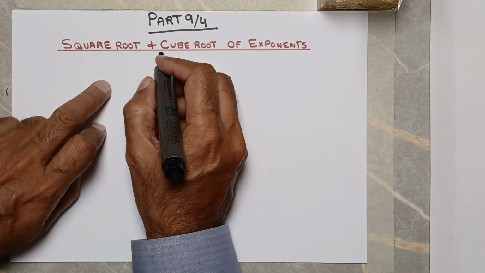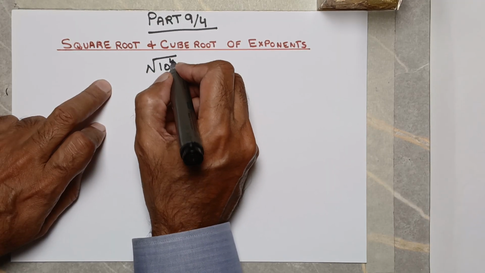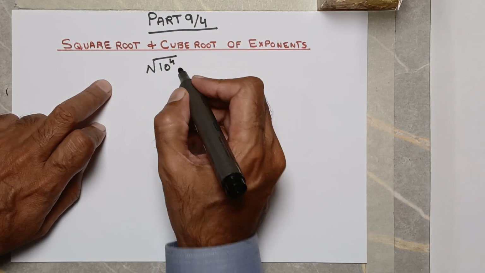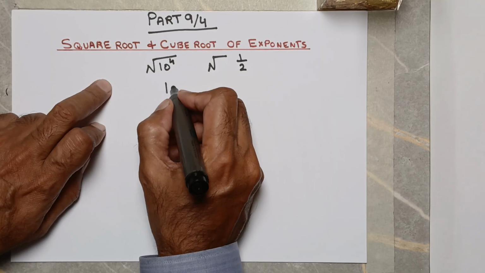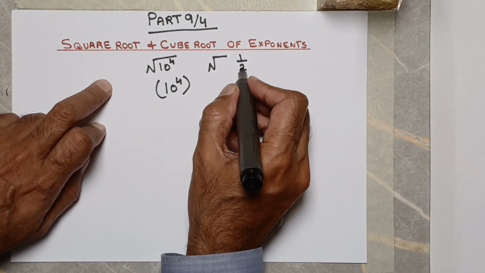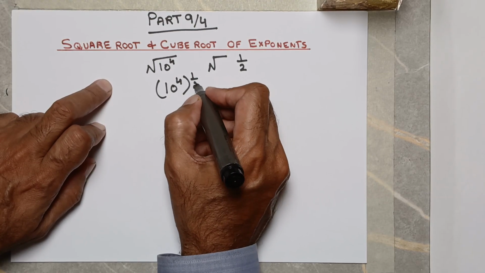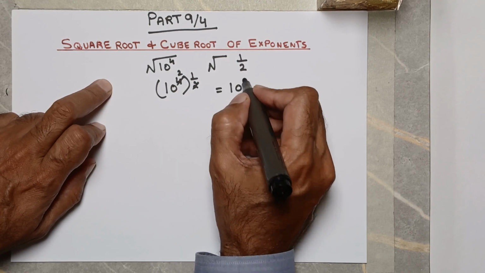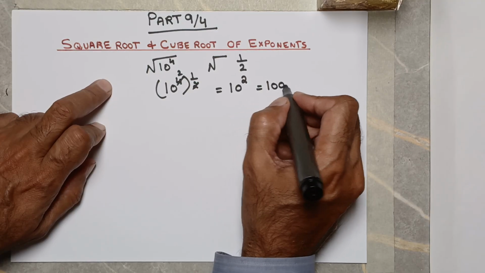Suppose that we are given a problem to find the square root of 10 raised to the power 4. Now here the exponent is in the square root. What we are going to do, simply the value of the square root is 1 by 2. We will write simply 10 raised to the power 4 within the parentheses, and outside we have the value of the square root, and that says 1 by 2. Now here the cancellation and the multiplication process, and your answer will be 10 raised to the power 2, or you can write it simply as 100.